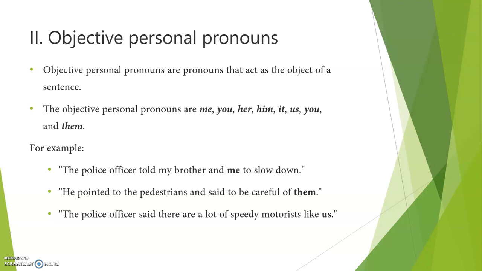The police officer told my brother and me to slow down. In the sentence, me is the objective personal pronoun. The next example is he pointed to the pedestrians and said to be careful of them. In this sentence, them is the objective personal pronoun. The last sentence is the police officer said there are a lot of speedy motorists like us. In this sentence, us is the objective personal pronoun.